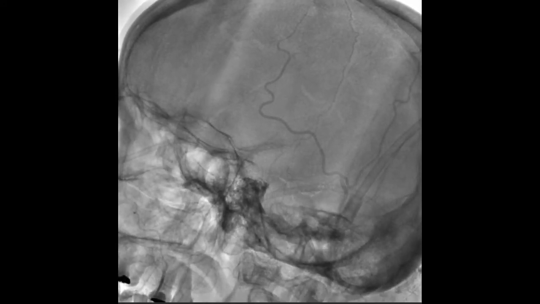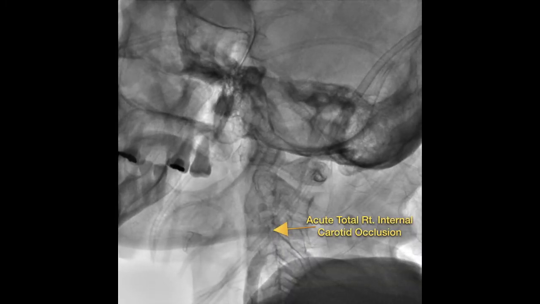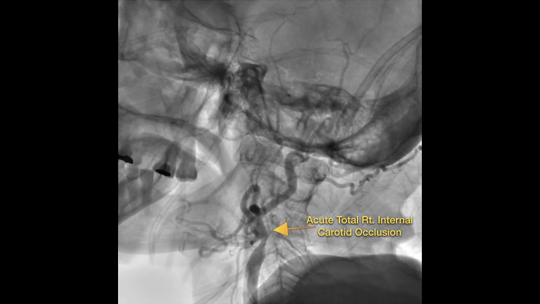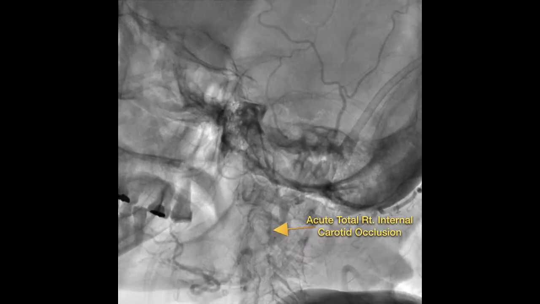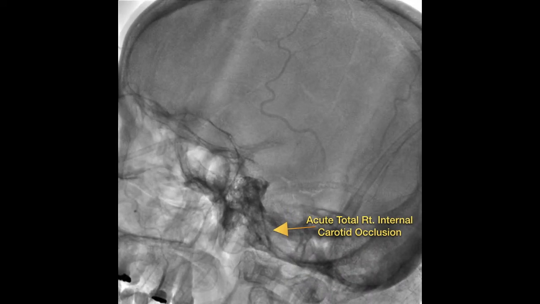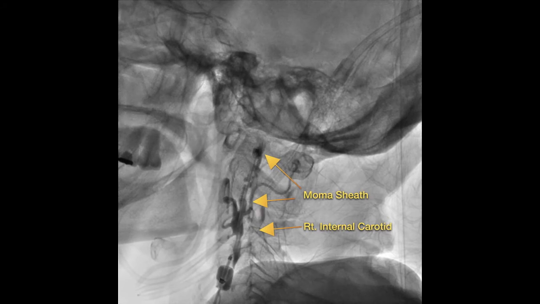What you are seeing here is a total occlusion of the right internal carotid artery with tight stenosis at the site of bifurcation. I chose to go for the reversed flow technique to try to get access to the right internal carotid artery. Here I engaged within the right internal carotid artery.